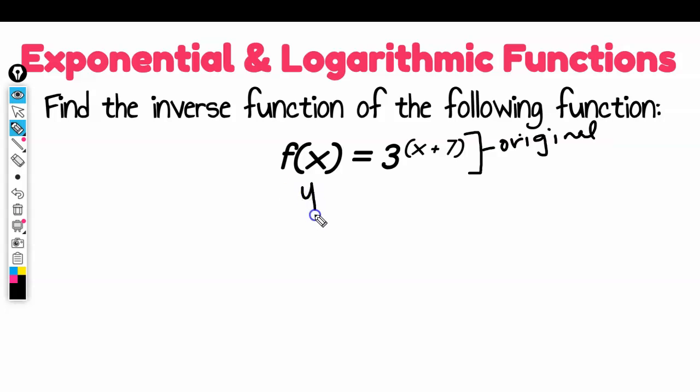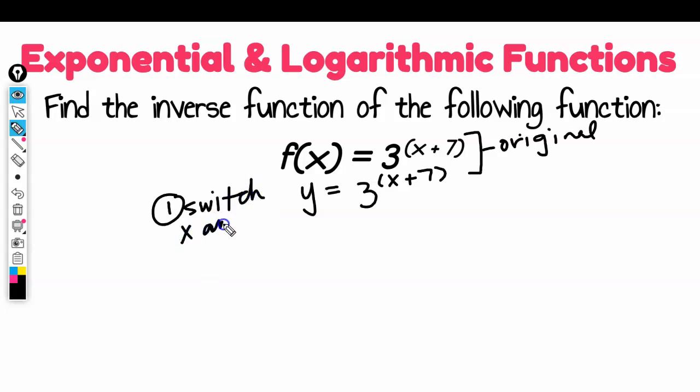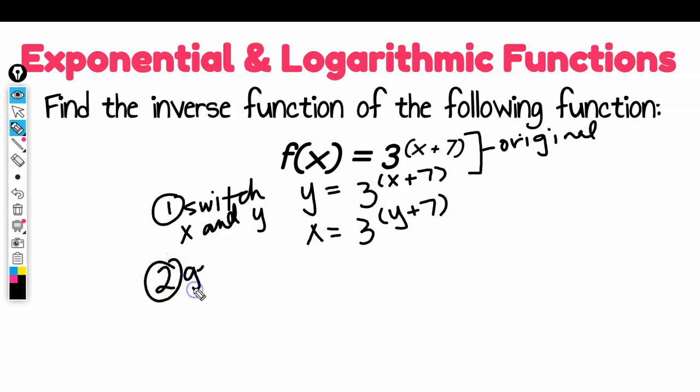The first thing I'm going to do is not even really a step. It's just something I like to do. I'm going to write y instead of f of x. My first official step is to switch x and y. So instead of y equals, I've got x equals 3 to the y plus 7. My bad, guys. My next step is to get y alone, or solve for y, in other words.